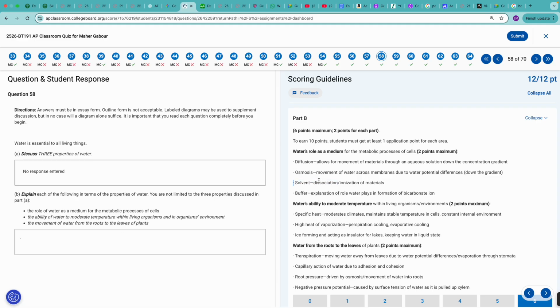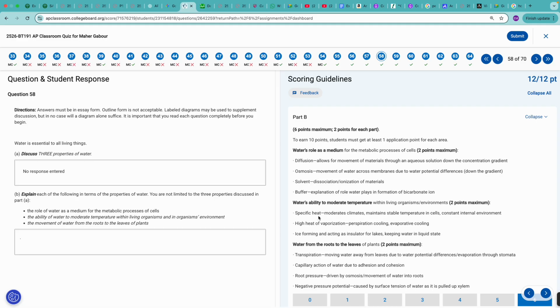It helps in the dissociation or ionization of materials, because you know how we took in chemistry, when you mix NaCl with water, you get Na plus and Cl minus. It helps with the dissociation and ionization of materials, that actually allows those materials to undergo chemical reactions. So I'd say choose solvent for the role of water as a medium for the metabolic processes. Then you say the ability of water to moderate temperature within living organisms, the high specific heat, obviously. It maintains the stable internal temperature.